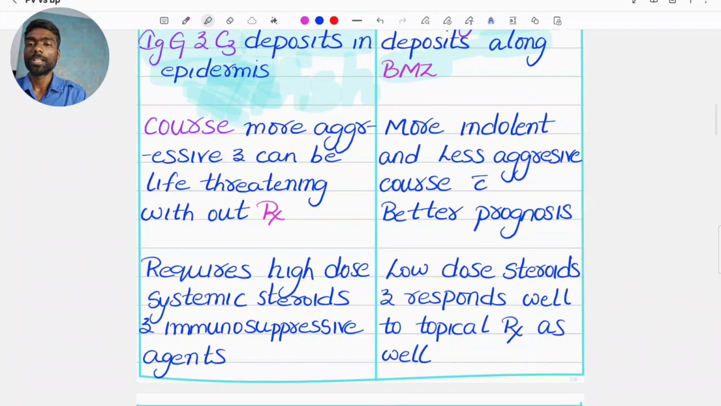Intraepidermally, subepidermally. Vulgaris is more aggressive and can be life threatening without treatment. If treatment is not given with high dose steroids and immunosuppressants, suppressing the antibodies attacking our own desmosomal components, desmoglein 1 and 3, then mortality may increase to 10 to 50%. If treatment is given, it will reduce to less than 5% mortality. Bullous Pemphigoid is more indolent and less aggressive, with better prognosis. Bullous Pemphigoid B, better; Pemphigus P, prognosis worse. Here low dose steroids and topical treatment will respond well.